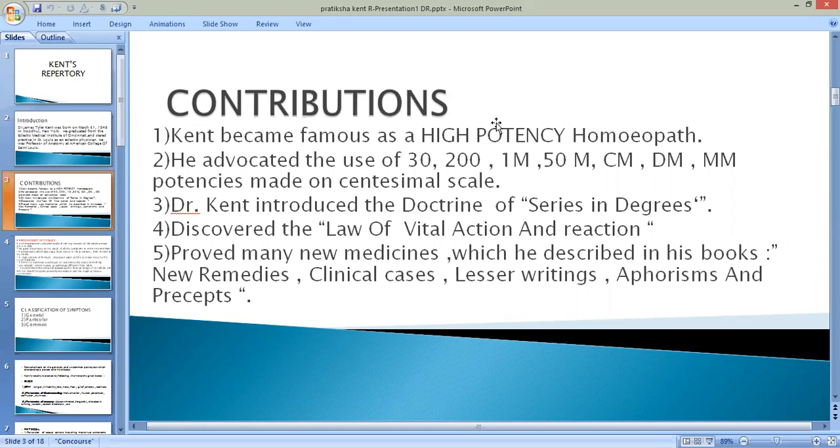So in this way, this is all the introductory part, how the different editions were published, and there are many contributions of Dr. Kent to homeopathy. As he became a high potency homeopath, he advocated the use of high potencies from 30 upward. He introduced many doctrines, many new concepts to homeopathy like series in degrees and law of vital action and reaction. He proved many new medicines, which were described in his books like New Remedies, Clinical Cases, Lesser Writings, Aphorisms and Precepts. So in this way, in this lecture, we completed almost all the introductory part of Dr. Kent's repertory in short.